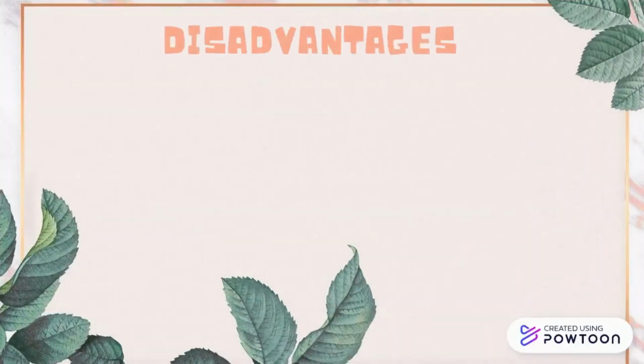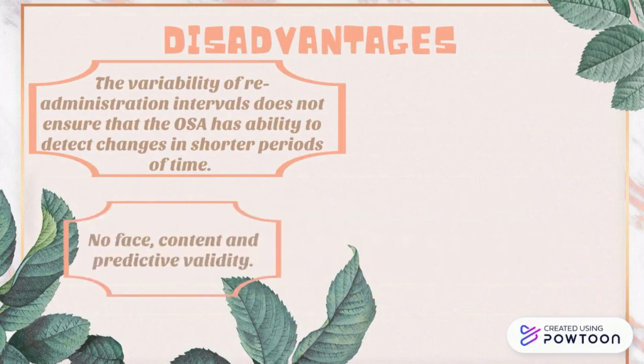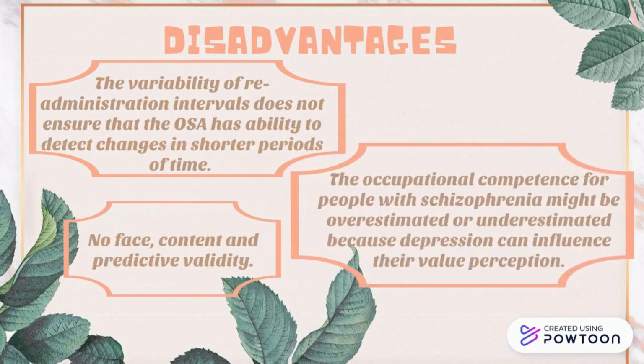Disadvantages. The variability of re-administration intervals does not ensure that the OSA has the ability to detect changes in shorter periods of time. No face, content, and predictive validity. The occupational competence of people with schizophrenia might be overestimated or underestimated because depression can influence their value perception.